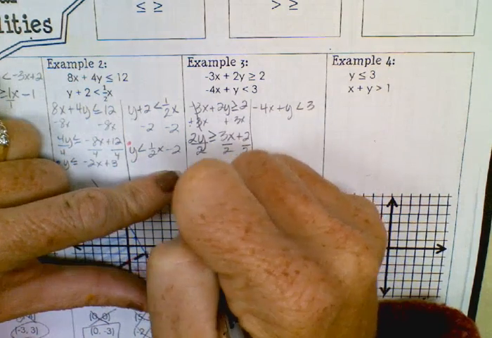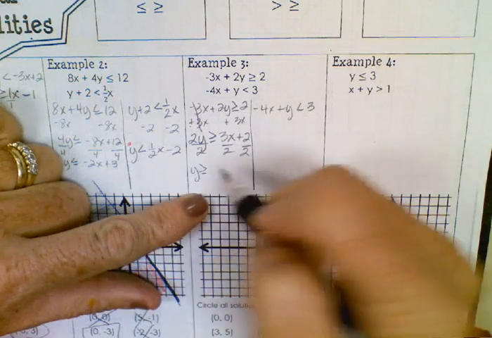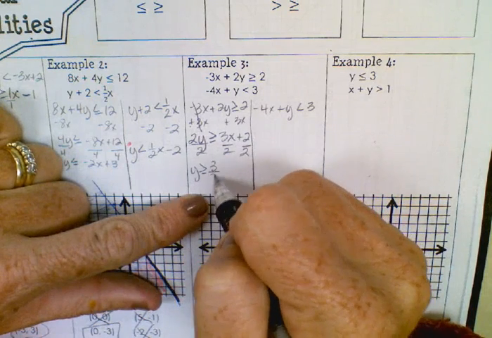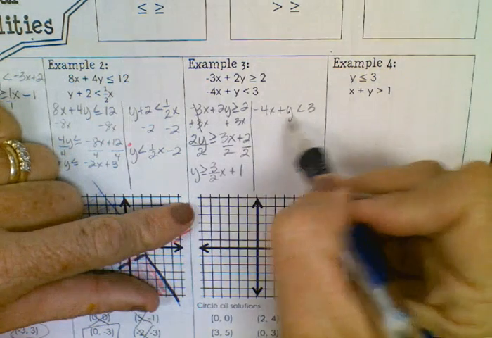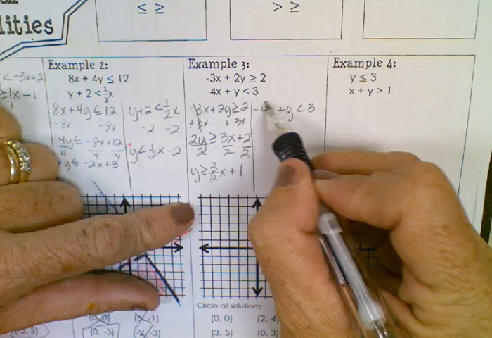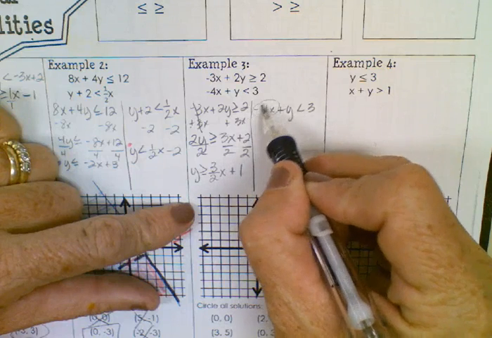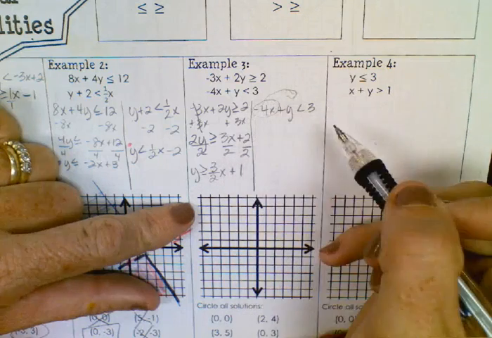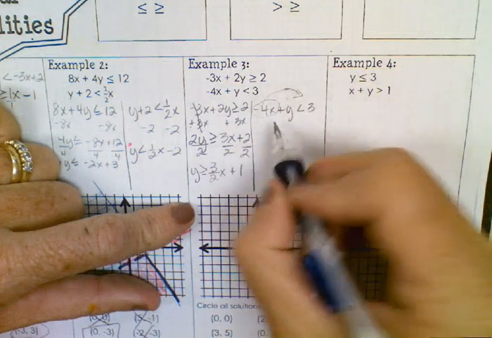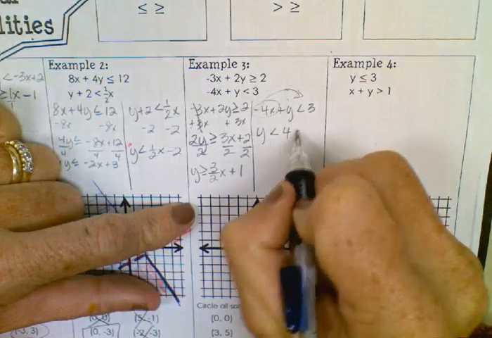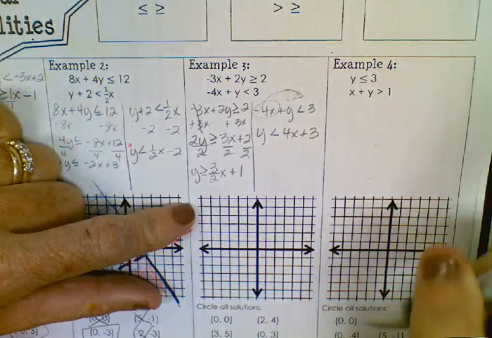So my slope-intercept form of that inequality would be y ≥ 3/2 x + 1, since 2 divided by 2 is 1. This one is almost good to go. I just need to move that x term over to the other side. And when I do that, it is going to change signs, so it becomes positive. So y < 4x + 3.